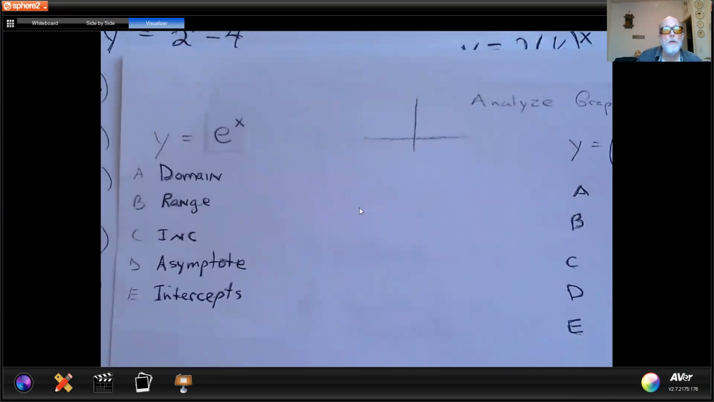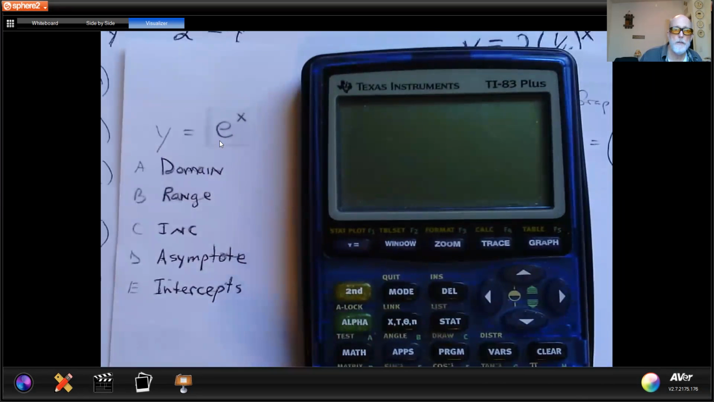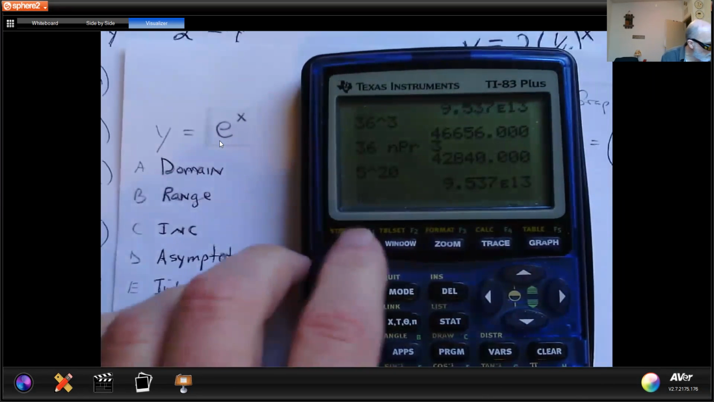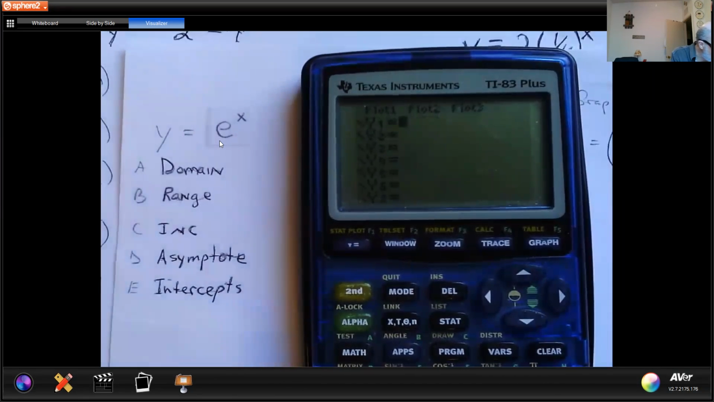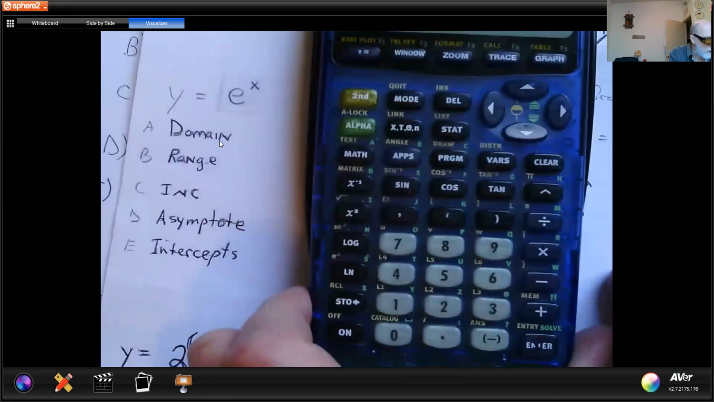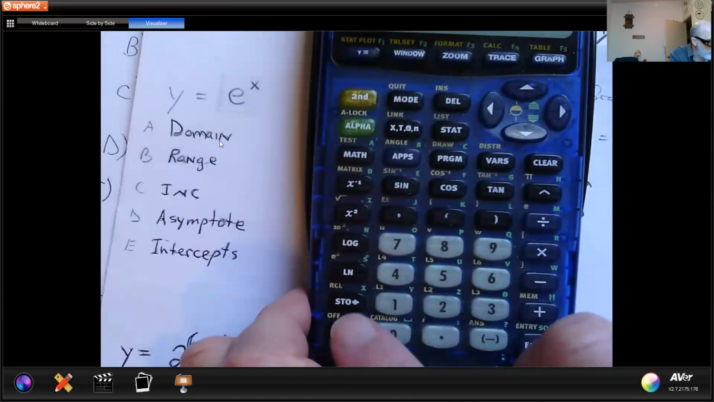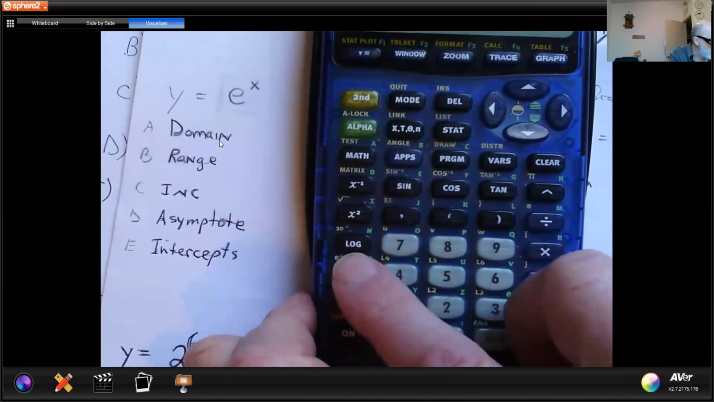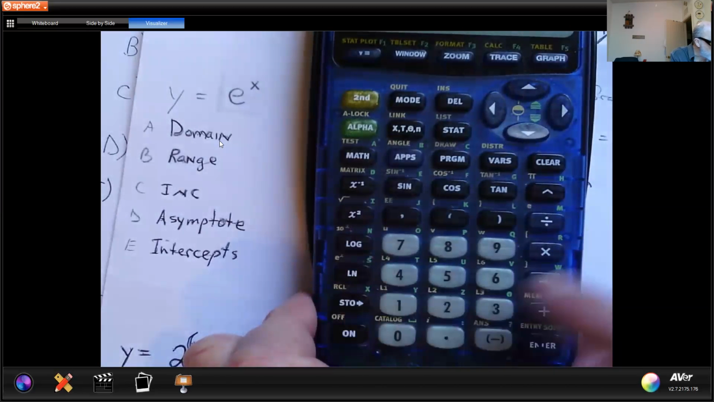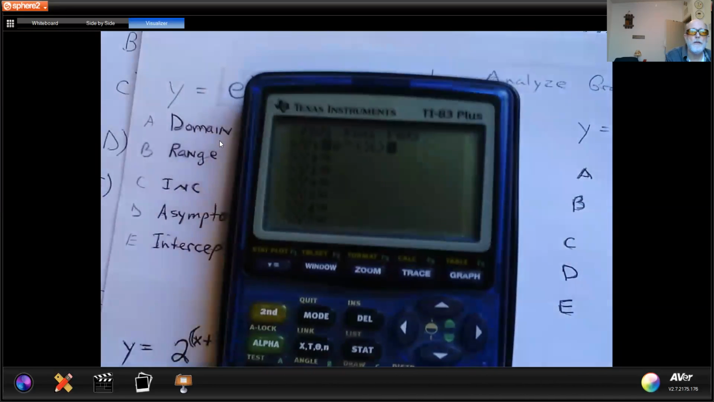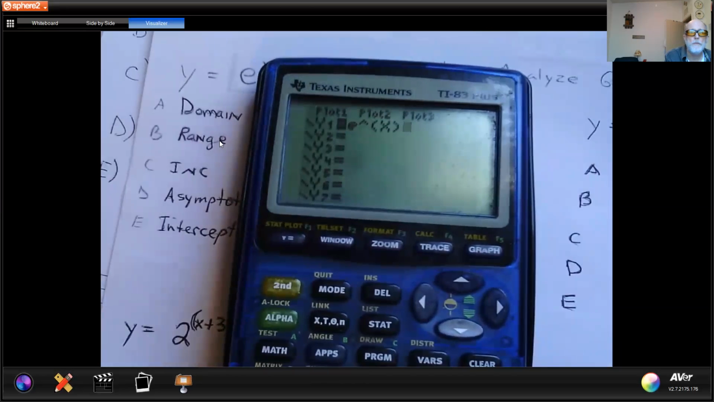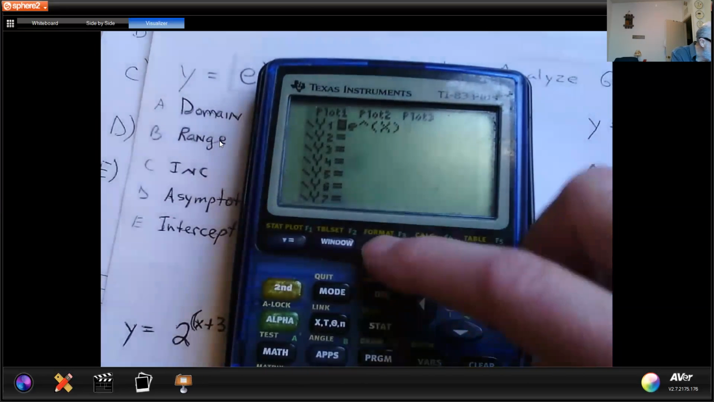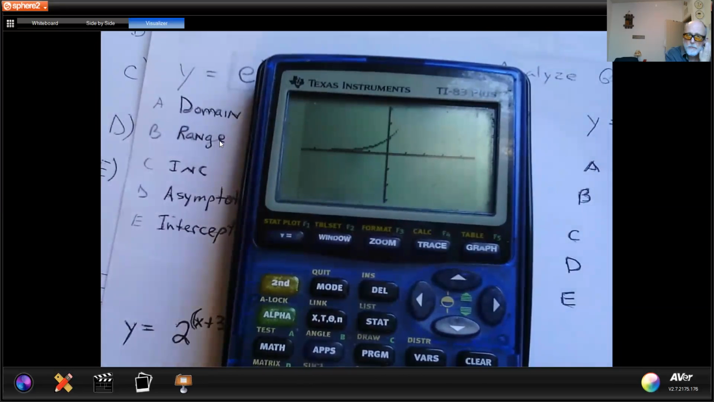So this is y equals e to the x. It's easy to do. You go to y equals, clean out whatever's there, doesn't matter. Remember, e is down here, the third one up, right above natural log. So you have to do second, natural log, e to the x. Now this one doesn't have anything added or subtracted to it, so the picture looks like this.